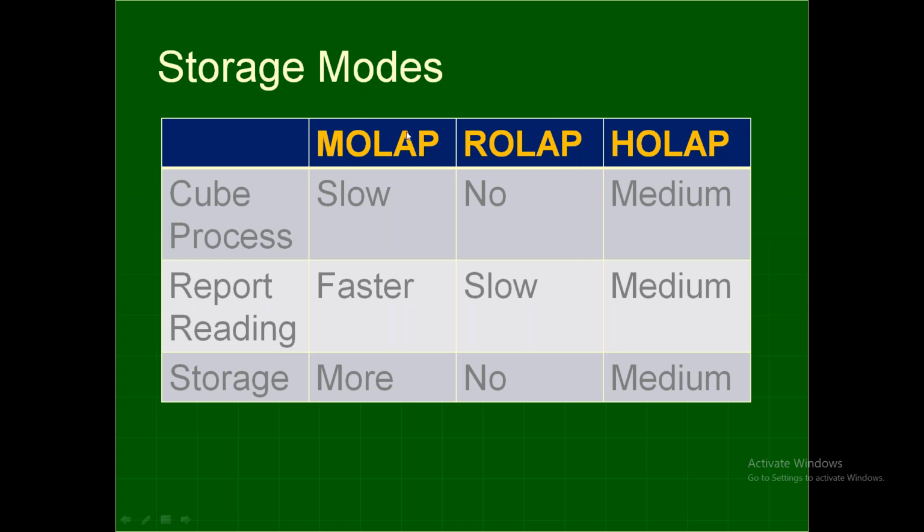The last one is ROLAP, relational OLAP. Clear? Cube processing is no, report reading is low, storage is no.